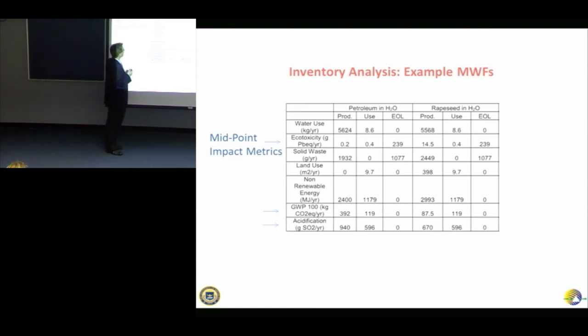Let's see. You've got some things we haven't talked about, like ecotoxicity, expressed as grams of lead equivalents per year emitted, global warming potential, and acidification potential. We'll talk more about those, what are called midpoint impact metrics, in just a little bit. I single them out because they're not inventory outcomes. These are impact stage outcomes. Making sense?